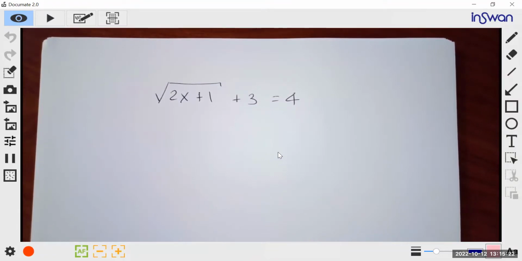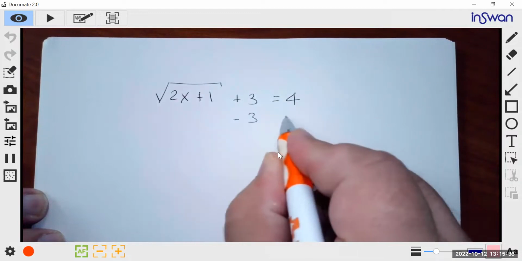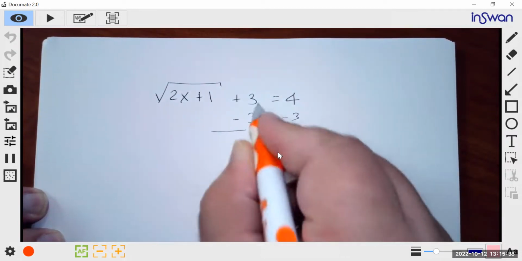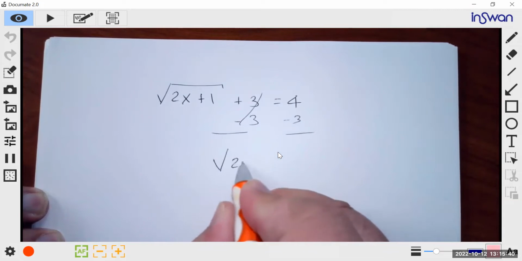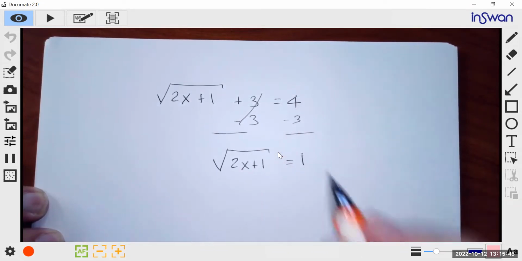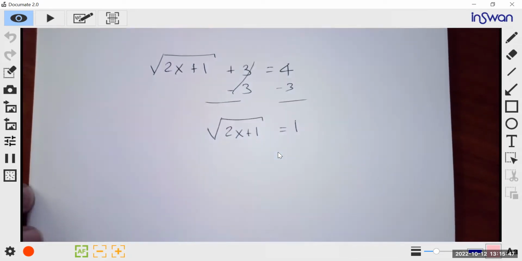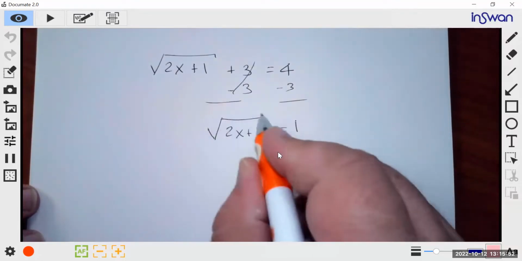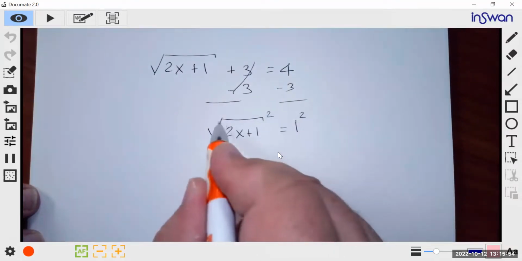Radical 2x plus 1 plus 3 equals 4. Subtract 3, because we have to isolate the radical. 4 minus 3 is 1. Then, since it's isolated, get rid of it, square both sides.